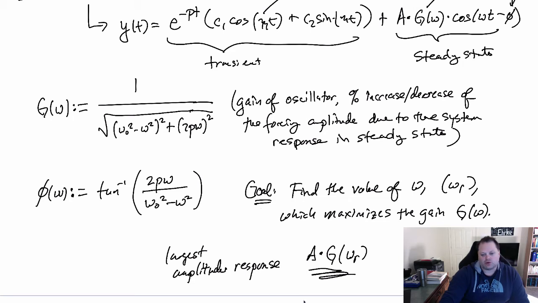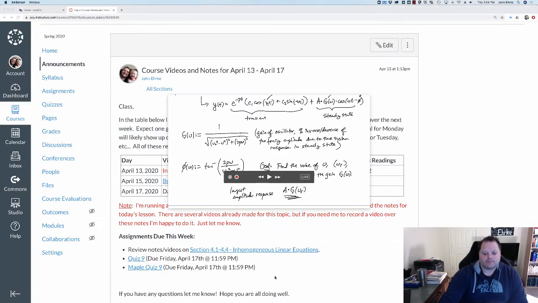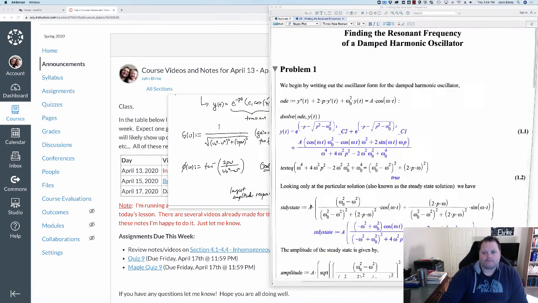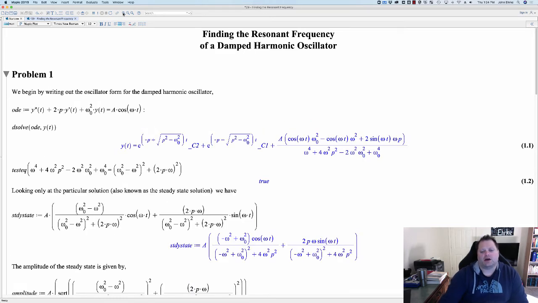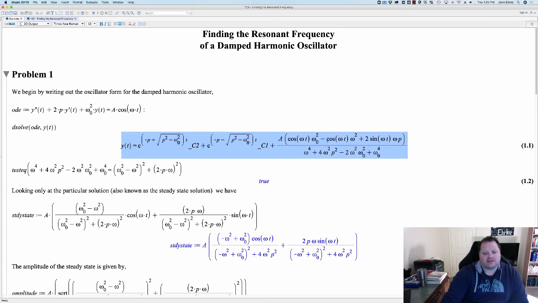So I want to look at this real quick with you in Maple. What we have here is, I'm trying to find the resonant frequency of a damped harmonic oscillator. This is the differential equation that we just analyzed together. Here is its solution as given to us by Maple. Notice the homogeneous roots, e to the minus p plus or minus I times the square root of omega naught squared minus p squared. So these are the same roots that we got.